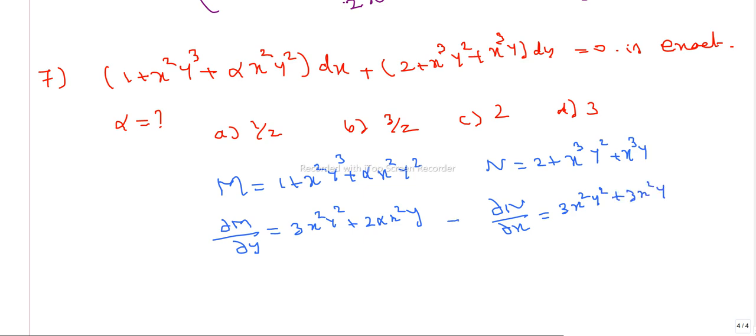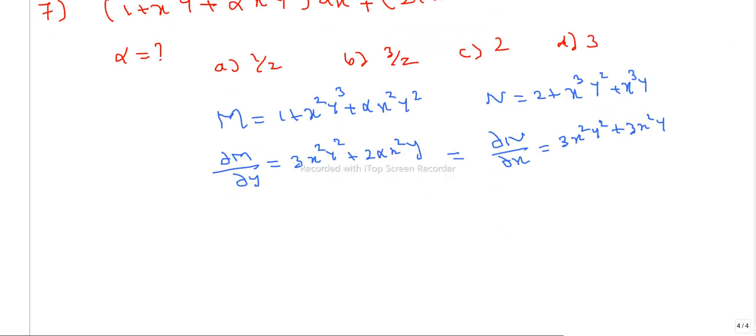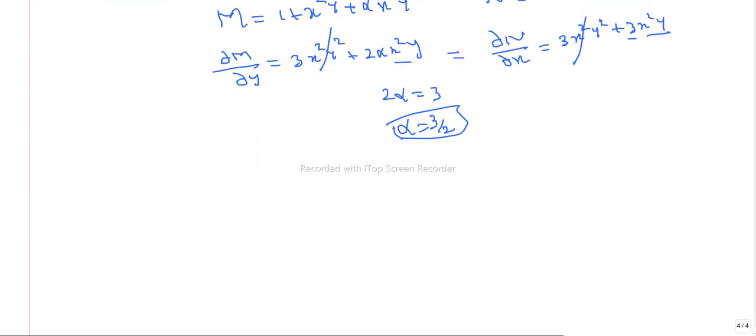These two are equal because it's given that the equation is exact. Therefore we can cancel 3x square, and this 2 alpha should be 3, because here it is x square y, and here also x square y. Therefore 3 equal to 2 alpha, so alpha equal to 3 by 2. Now similarly, suppose a similar problem.